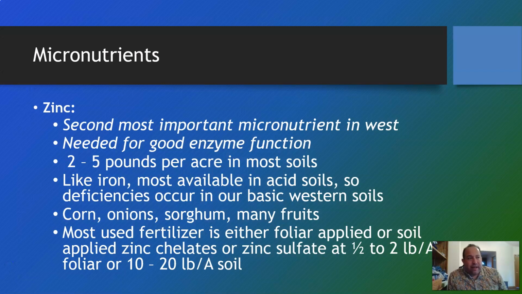With zinc, it's our second most important nutrient out west. It's needed for good enzyme function, 2 to 5 pounds per acre in most soils. Like iron, it's mostly available in the acidic soils, so you can get zinc deficiencies out here in the basic or alkaline western soils. Corn, onions, sorghum, and many fruits love to have zinc, and the most used fertilizer is either applied to the leaves foliarly, or it's the chelates, or there's also zinc sulfate. And you can see the rate that you would normally apply it at in general.